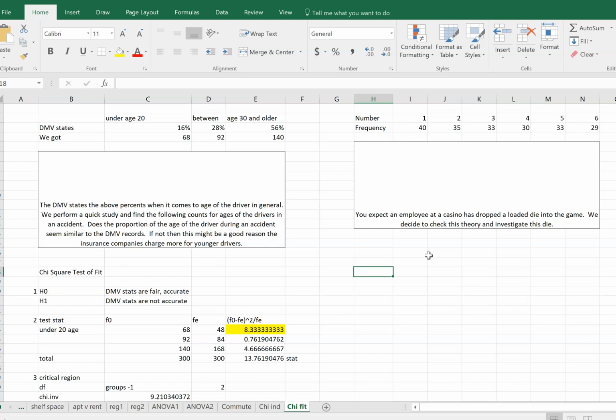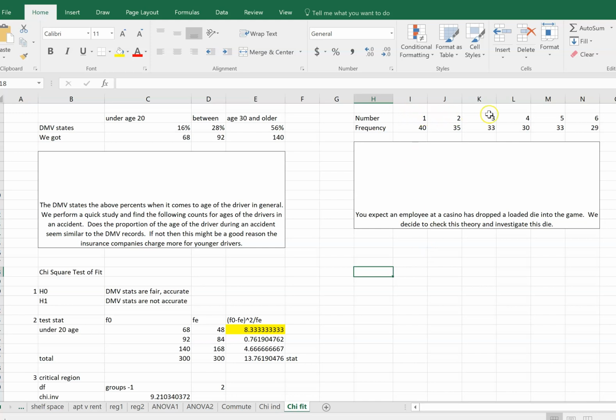We have a dice, and we believe that an employee at the casino has put a loaded dice into the game. We decide to check this theory and investigate this die. So, when we're the pit bosses, we come in there, grab the die, and we're going to check it out for ourselves. So we run a simulation.